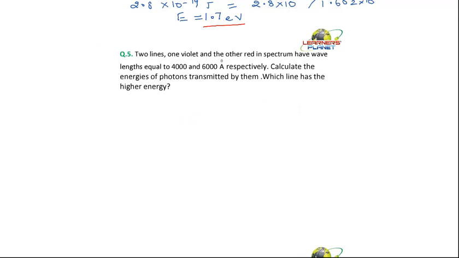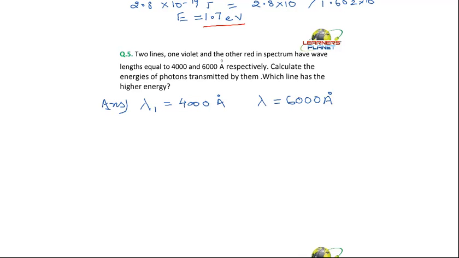Now students, again it's the same concept. What other things are given to you? This is the wavelength, that is lambda 1 is equal to how much? 4000 angstrom. And your lambda 2 is equal to 6000 angstrom.